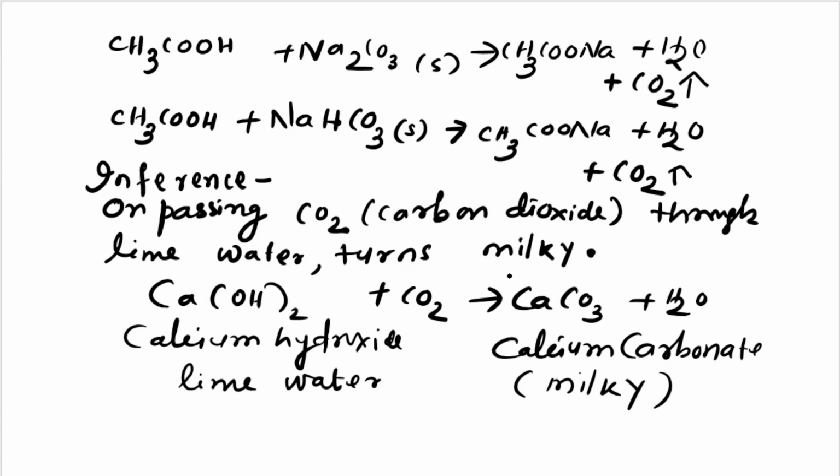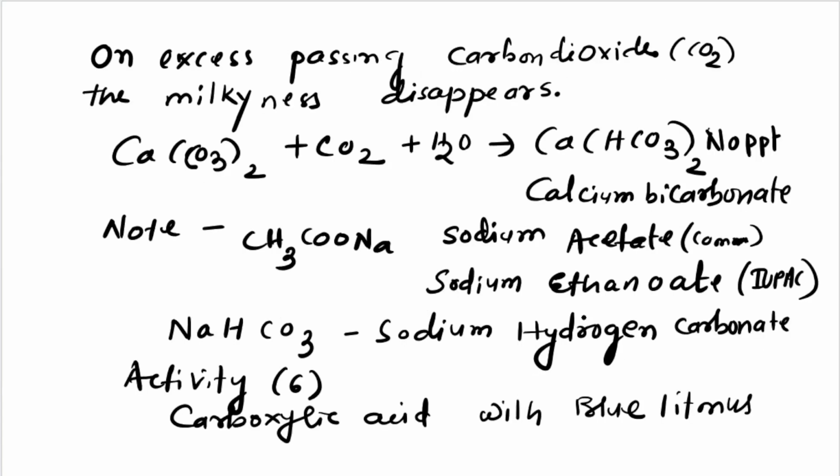What is that lime water? Ca(OH)2. What is that? Calcium hydroxide. When extracted as a pure solution, that is called lime water. Plus carbon dioxide gives CaCO3, that is calcium carbonate. That is what is called milkiness. So when you pass carbon dioxide gas through lime water, it turns milky due to formation of calcium carbonate. Then what happens on excess passing?